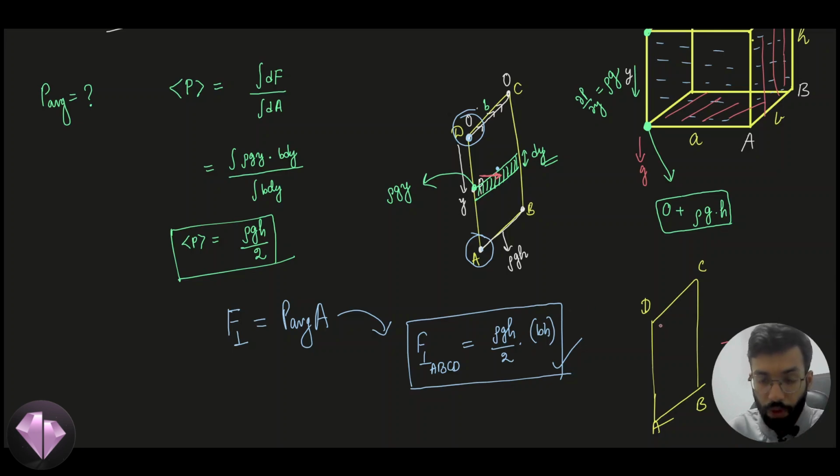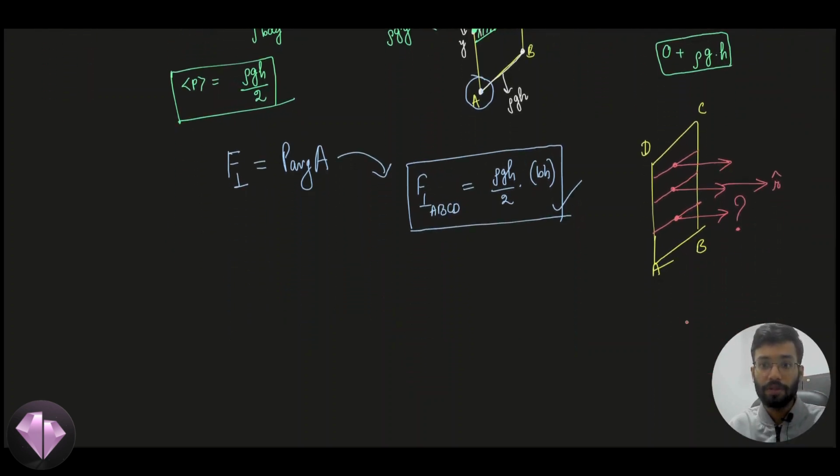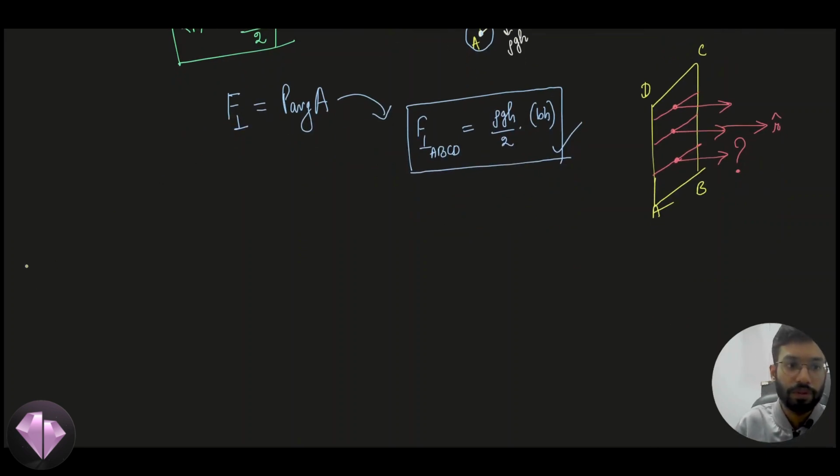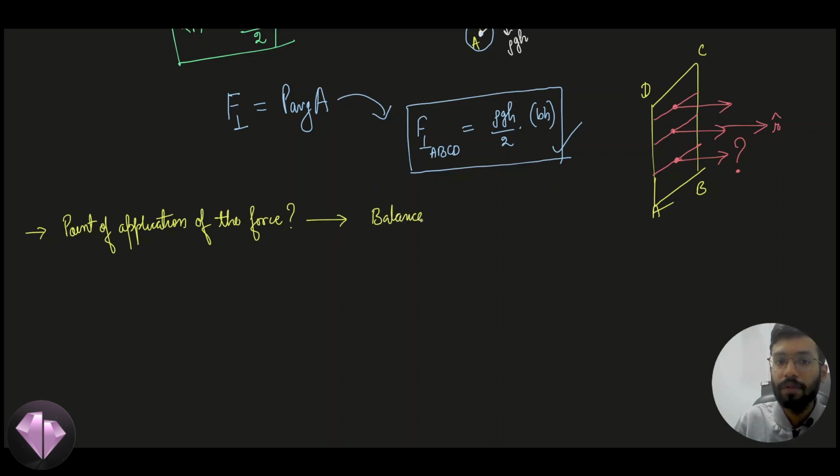Now the question is, what is the point of contact, the point of application of the force? Will the force act here, or here, or here? The force acts in this direction, that is quite easy to see. But where is that force acting? What is the point of application of that force? If you remember, in order to calculate the point of application of force, you need to balance the torques. So now we have to do a torque balance.